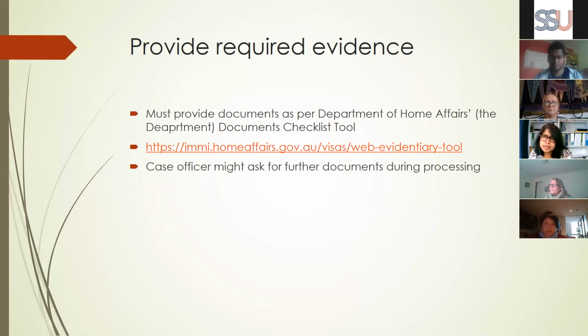So under this streamlined student visa framework, the combined immigration risk outcome of your education provider, Swinburne, and your country of citizenship will be used to guide the level of documentary evidence of English language and financial capacity that you need to provide with your application. To find that, we can use this document checklist tool. However, the case officer might ask for documentation during the processing, even though it is not listed in this evidentiary tool. Next slide, please.